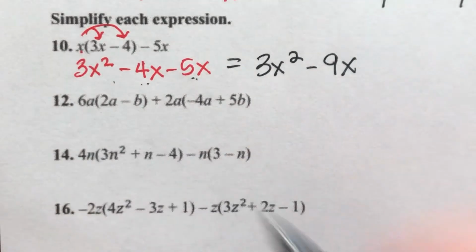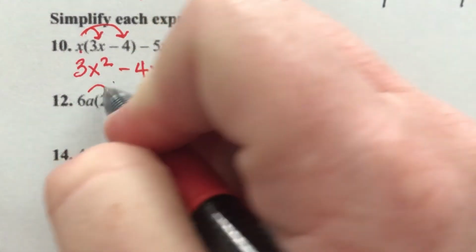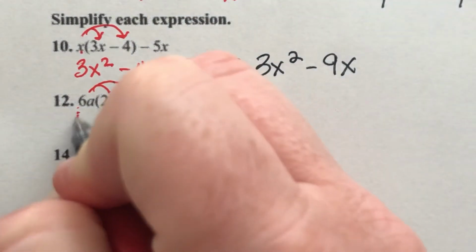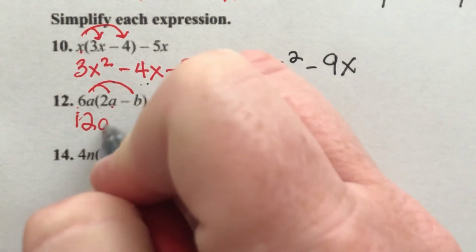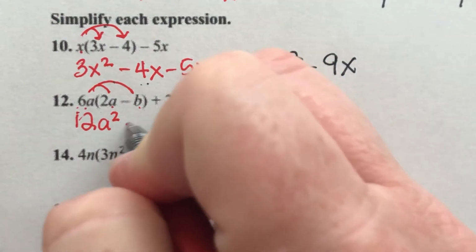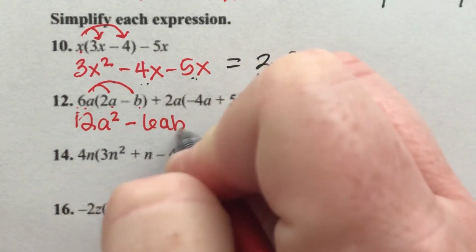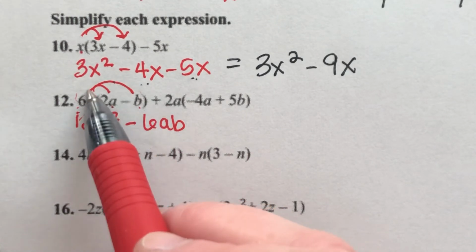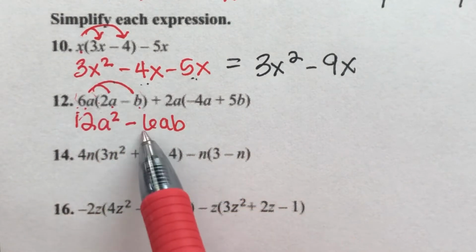Number 12. So we want to simplify. We want to distribute this guy. So 6a times 2a. 6 times 2 is 12. A times a is a squared. 6a times negative b is going to be negative 6ab. The b doesn't combine with anything here, so we just multiply them together.